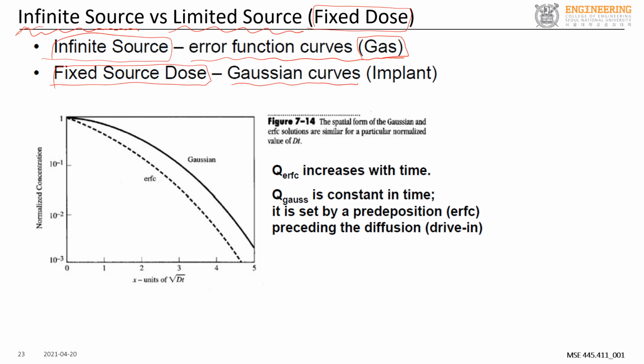It gives you a Gaussian, and it comes from ion implantation, because when you do ion implantation, you determine the amount of dose you put in, and then let it diffuse later on at high temperature. As we just talked about, for the error function, the dose will increase with time, but for the Gaussian profile, your peak concentration will come down with time. If you get the total dose, it will be constant because you have a limited source.